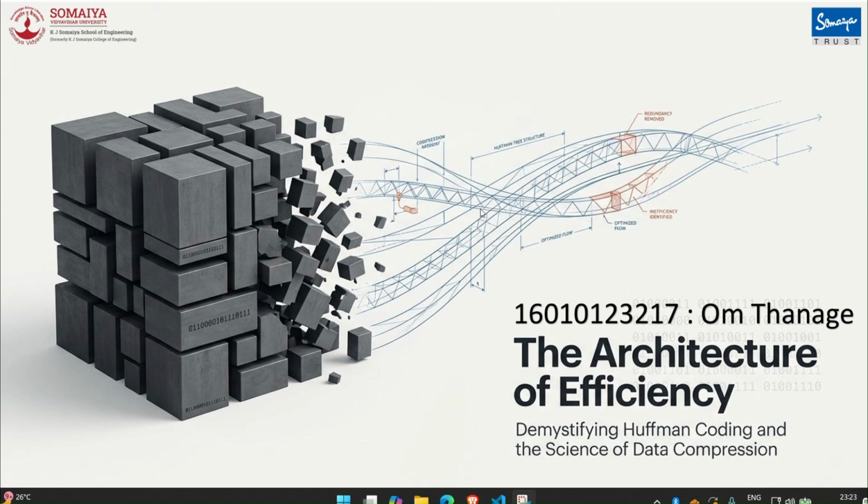Hello everyone and welcome to my presentation on Huffman coding. Today we are going to deep dive into what this technique is, how it works mathematically, how it compares to other compression methods, its pros and cons, and finally where it is actually used in the real world. Let's get started.